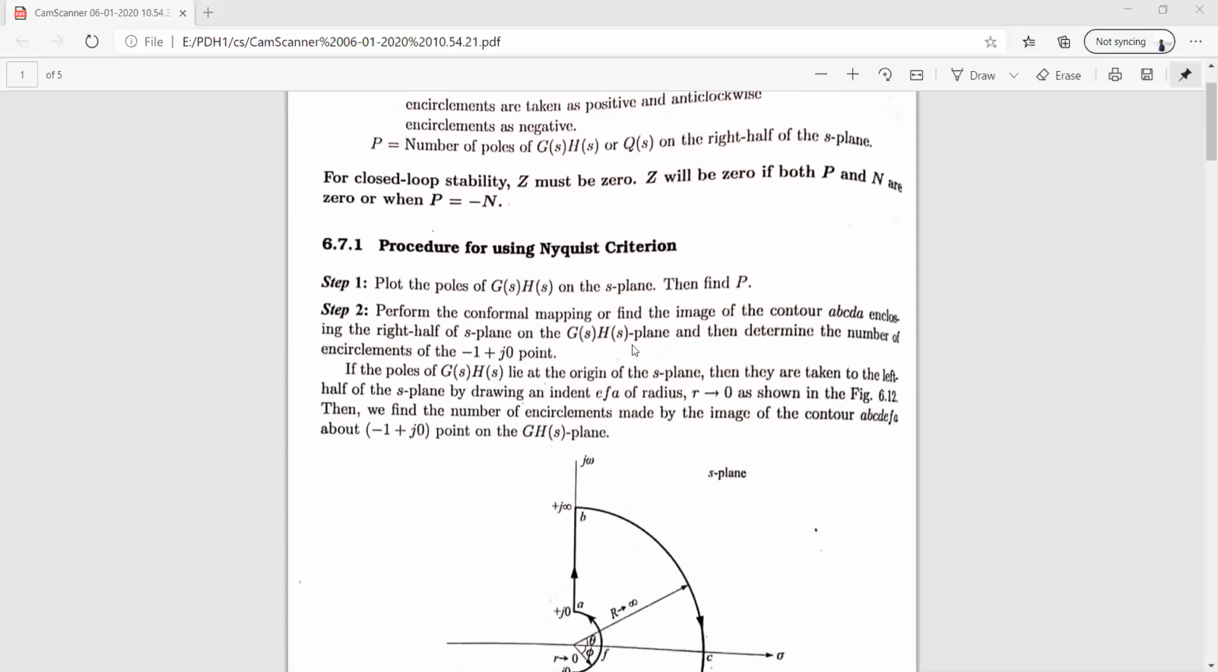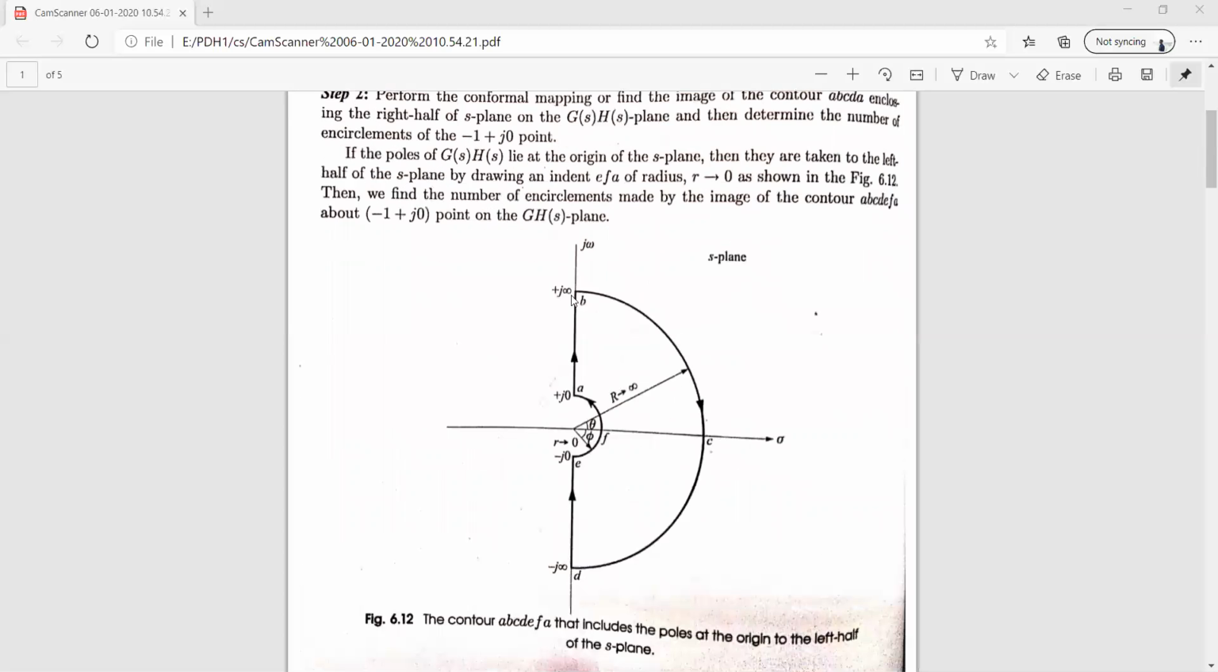The first step: plot the poles of G of S, H of S on the S plane and find P, which means you need to find the number of poles. Next, perform the conformal mapping, or find the image of the contour AB closing the right half of S plane, on the G of S, H of S plane. Then determine the number of encirclements around -1 plus j0. We will discuss this while solving the numericals.